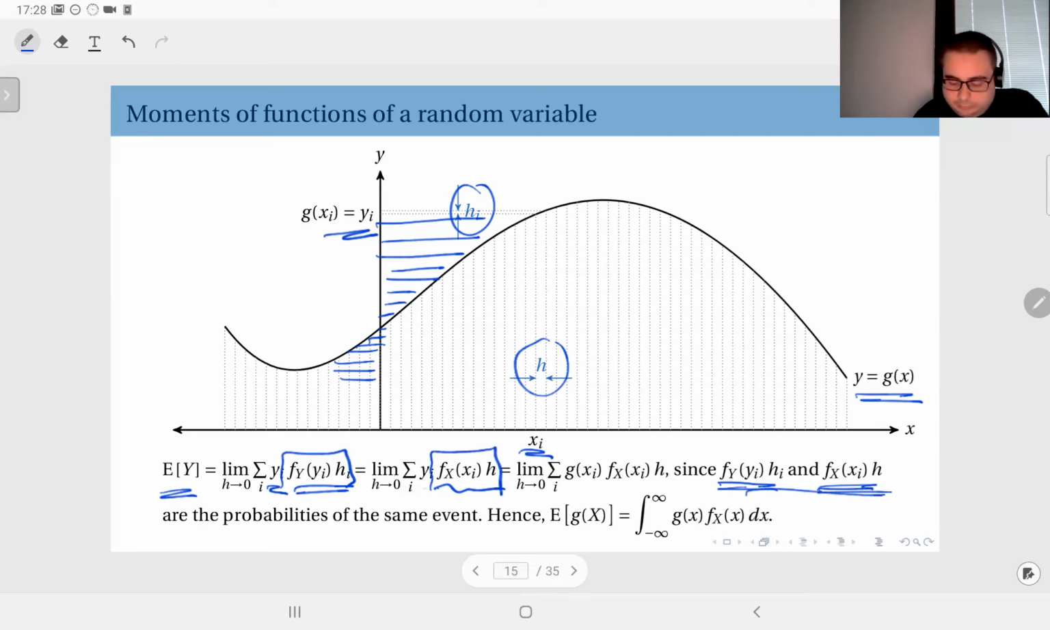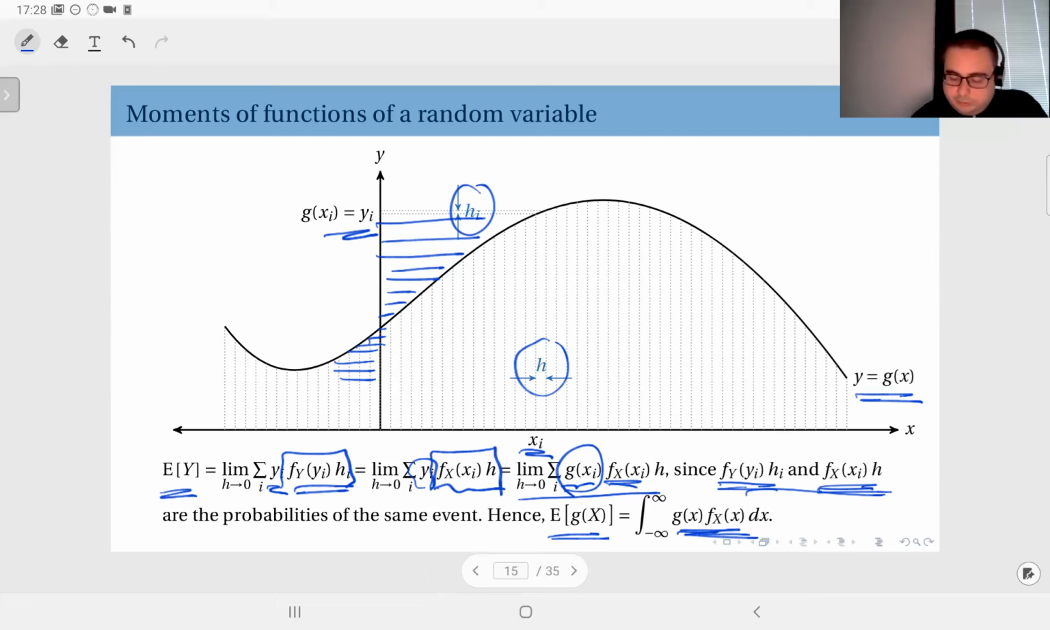And then what you get is, instead of y sub i, just write g of x sub i, and therefore what you get is this. And when you take the limit, as you see, this will go to the integration of this PDF function, which is multiplied by g of x. So this is what you get. The expectation of any function of a random variable X, so the expected value of g of X, can be obtained by g of x times the PDF of X integrated on the entire real line.